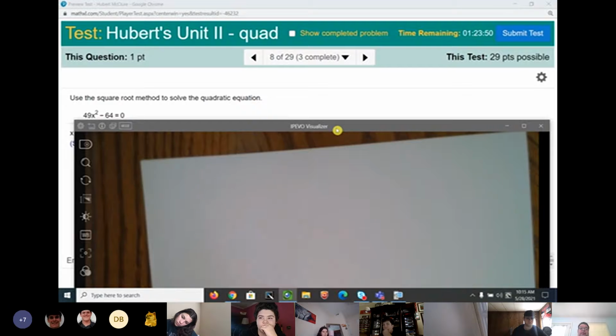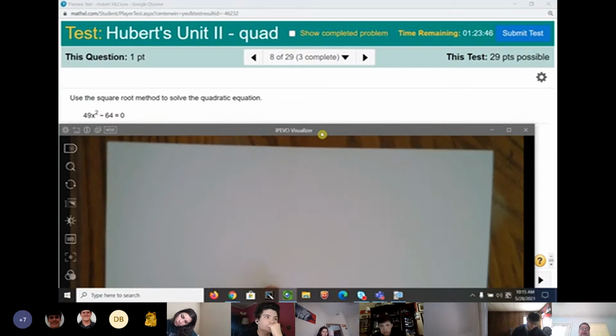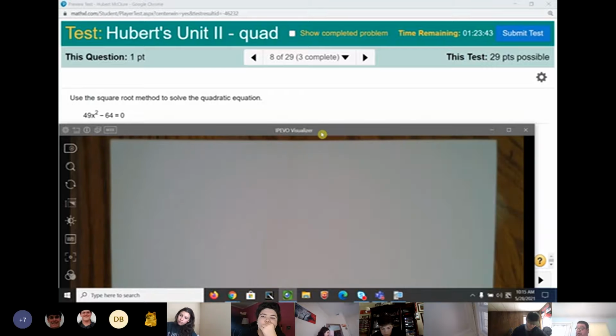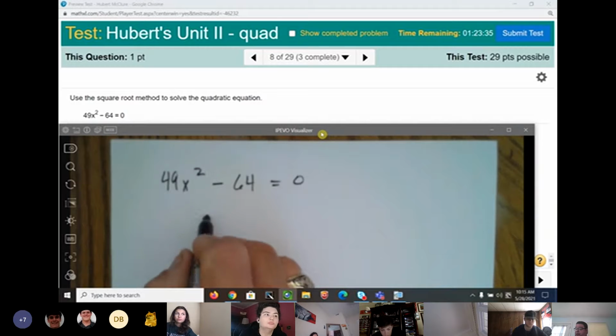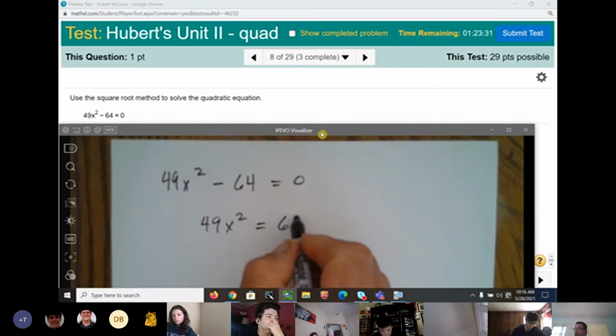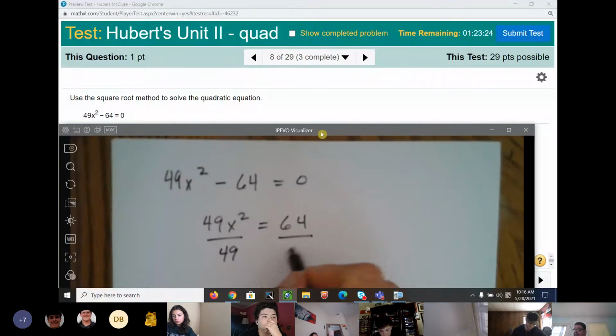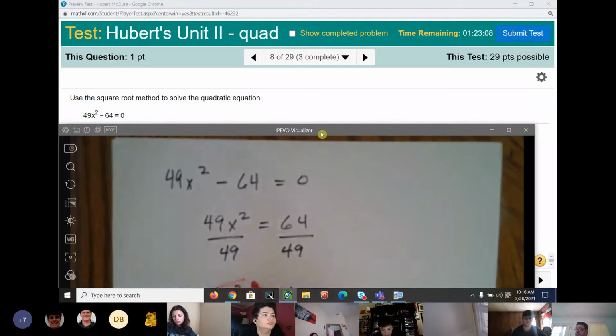Use the square root principle. In other words, move the 64 over to the right-hand side. So that's going to be 49x squared minus 64 is equal to 0. 49x squared equals 64. Divide by 49. And x squared is equal to 64 over 49. Take the square root of both sides. And no, you should not be using your calculator. x is equal to positive or negative 64 is 8, 49 is 7.